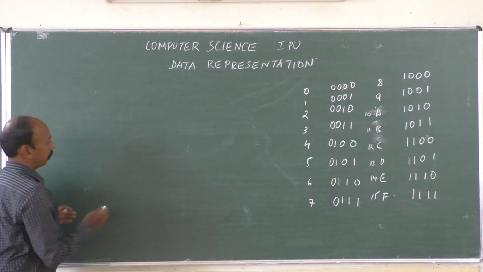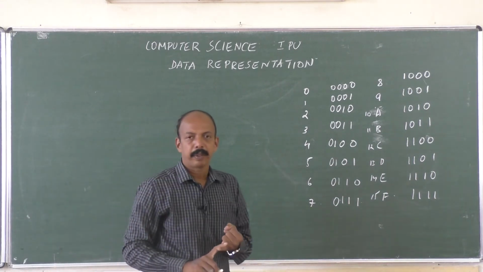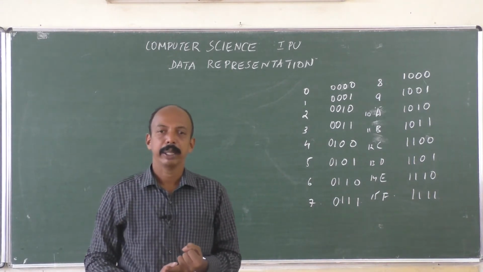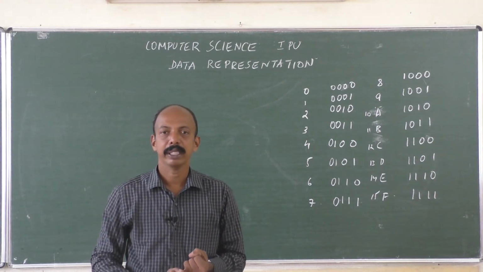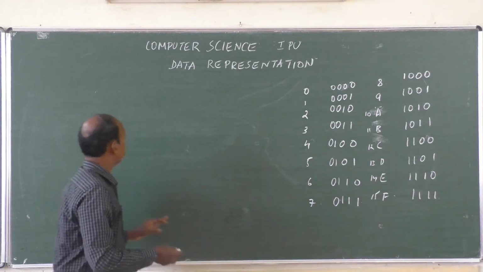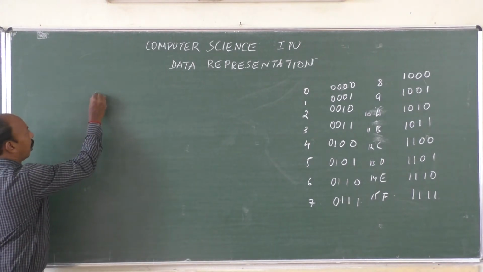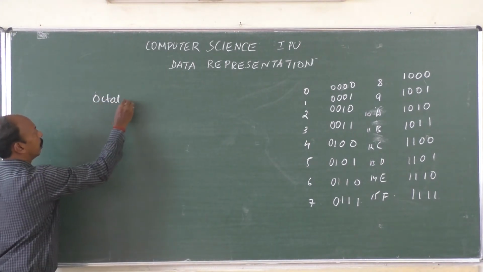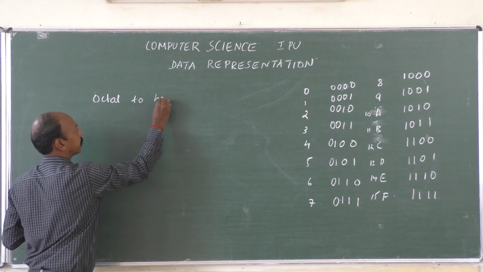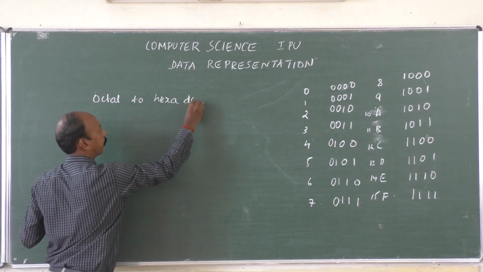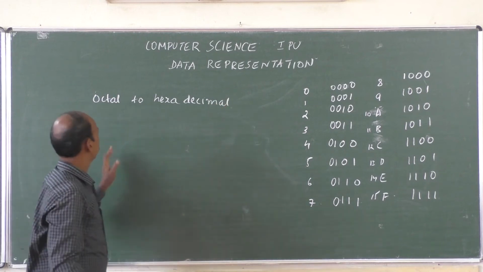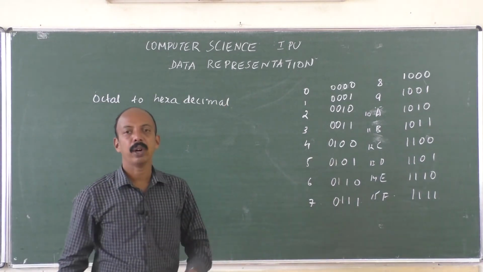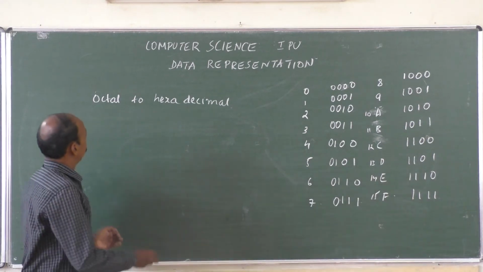Next one. Now binary to octal we have seen, octal to binary we have seen, binary to hexa we have seen, hexa to binary we have seen. Next one will be octal to hexa. We are coming to the almost last part, octal to hexa and hexa to octal. Just think about this.